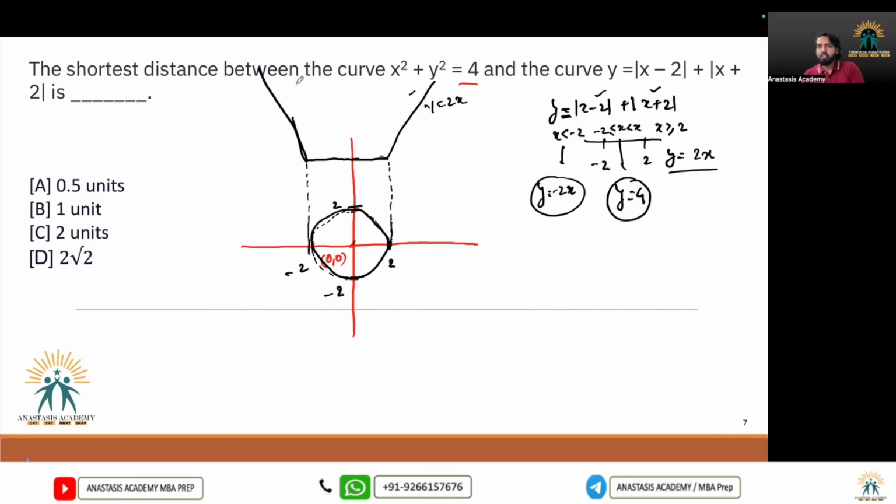Now we have to find the shortest distance between these curves. Shortest distance between these curves would be this distance, correct? So I know the coordinate of this point as (0, 2). Also, I know the coordinate of this point because this line is y equal to 4, so it passes through (0, 4). And the length of this segment would be how much? 2 units. So the correct answer is option C.